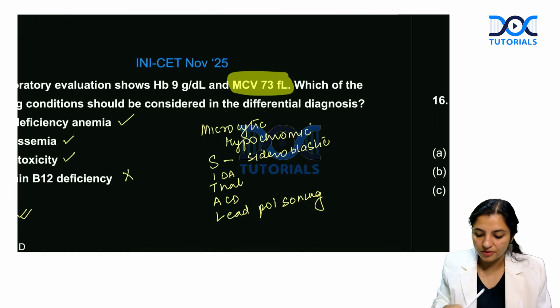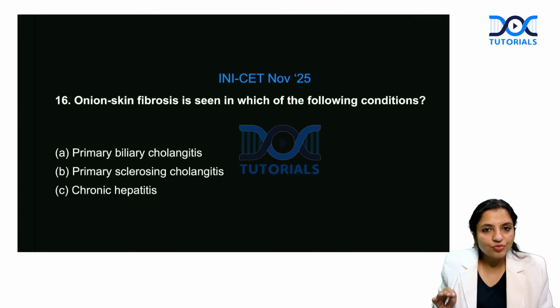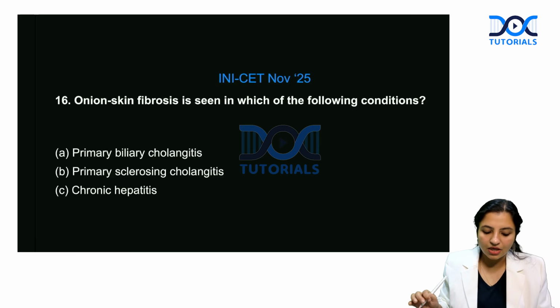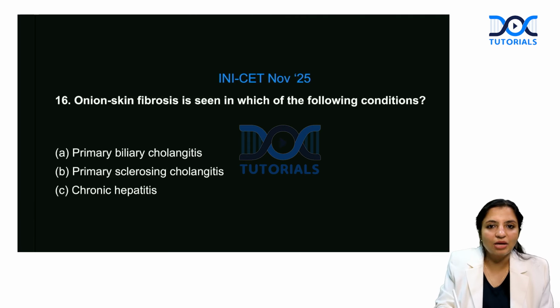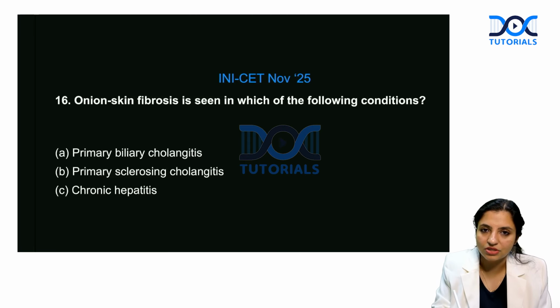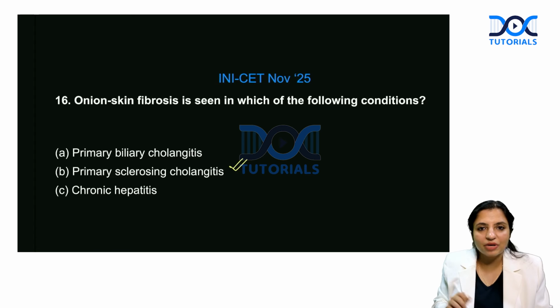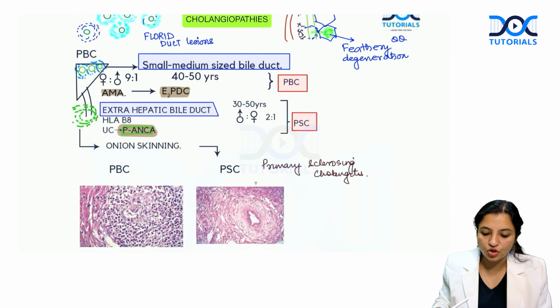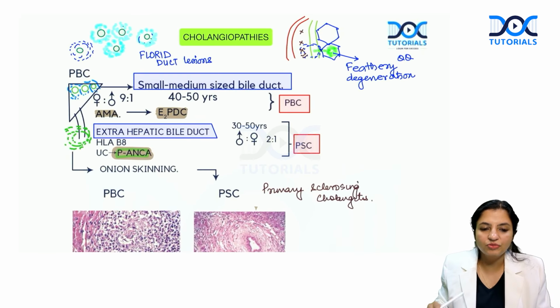No doubt about it. Onion skin fibrosis is seen in which condition? Now, this is one question which is a repeat question again and again. There are two conditions which you should know: primary biliary cholangitis and primary sclerosing cholangitis. So the answer is primary sclerosing cholangitis, and I have explained this to you. This is just a snapshot from the workbook and from the videos also.